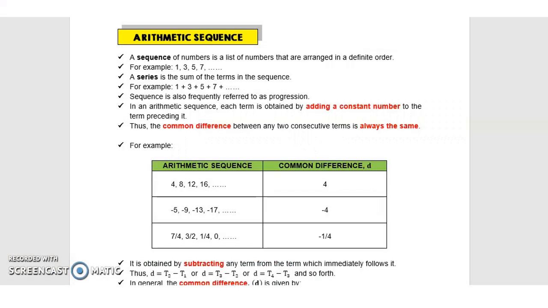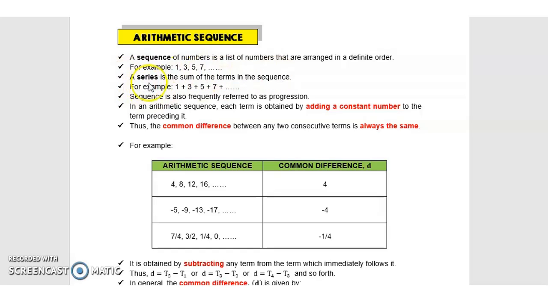Okay, in this video, we're going to learn about arithmetic sequence. Now let's look at what is meant by sequence. A sequence of numbers is a list of numbers that are arranged in a definite order. An example of a sequence is 1, 3, 5, 7, and so forth.